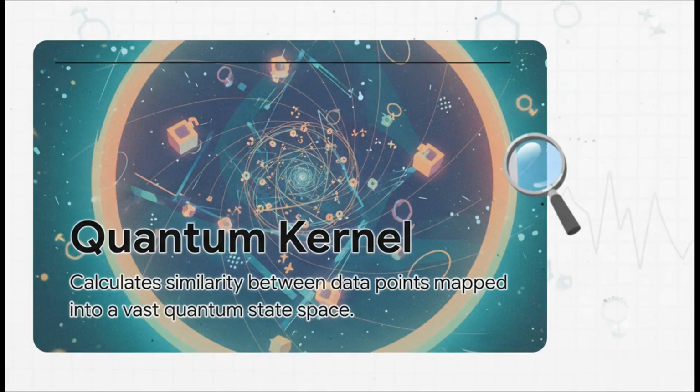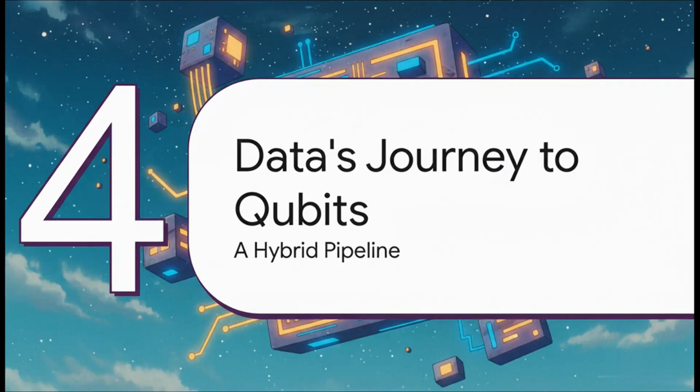So here's the crucial point. A quantum kernel uses these unique quantum properties, things like interference and entanglement, to map our messy classical data into that enormous feature space. And once it's there, it can find hidden relationships and calculate similarities in ways that were just impossible before. It starts to reveal patterns that were totally invisible to our classical tools. Okay, so how does this actually work in practice?